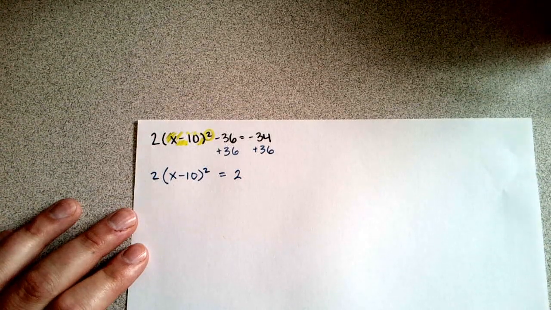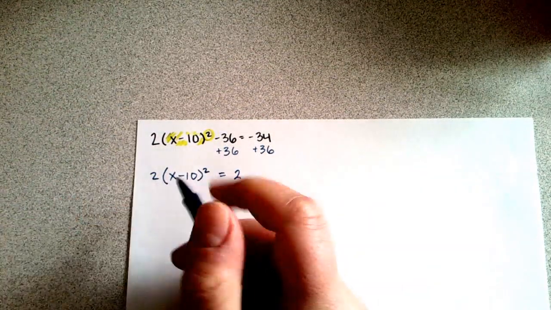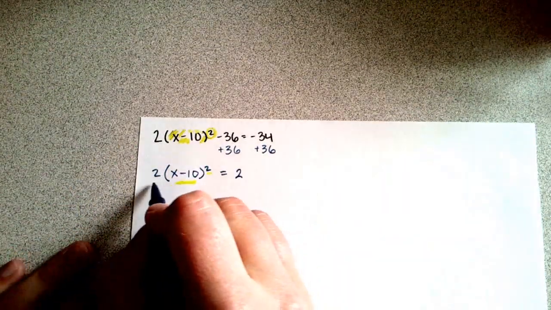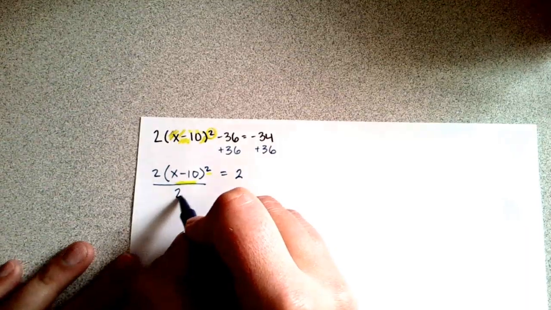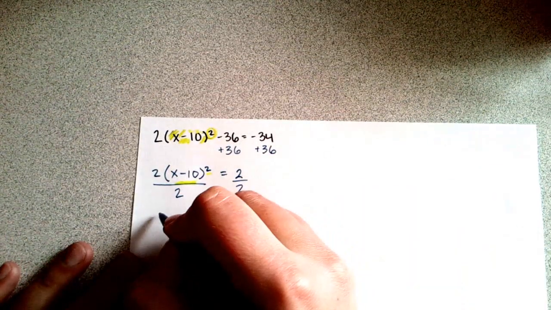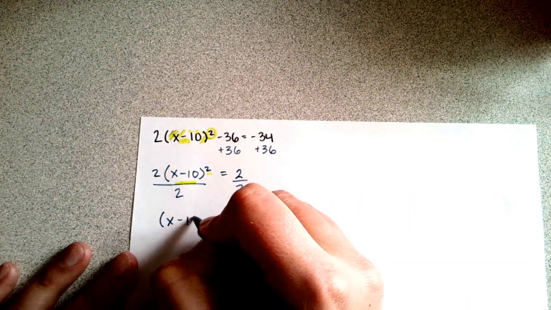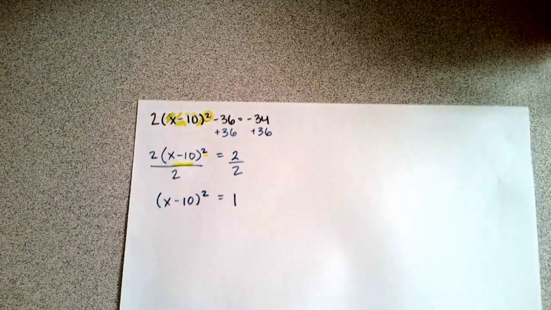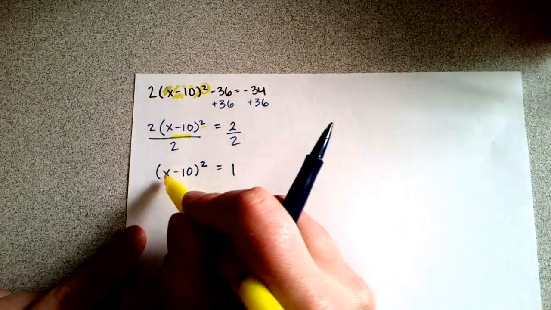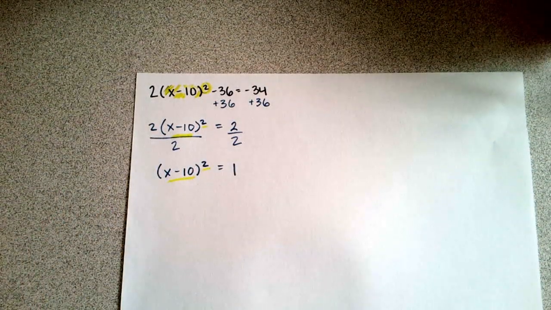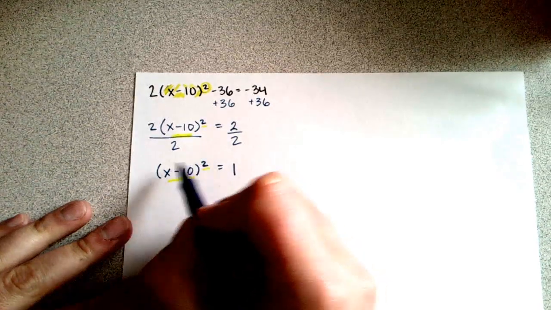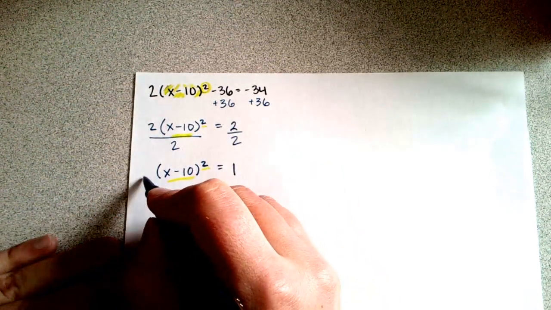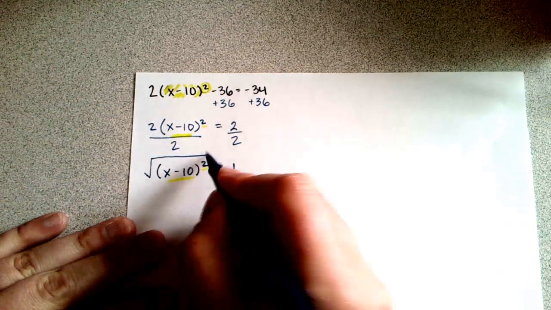Okay. Then this parentheses squared still isn't by itself, so to make it by itself we have to get rid of that 2, and the way to do that is to divide by 2. So then we have (x minus 10) squared equals 1. Now that the parentheses squared is by itself, we're ready to take the square root. Remember, the way to get rid of something being squared is to do the opposite, and the opposite of squaring something is taking the square root.